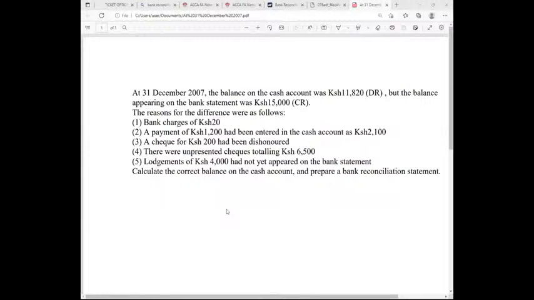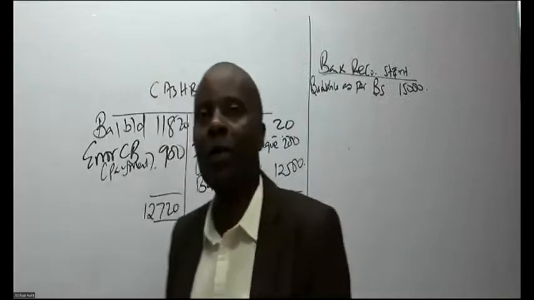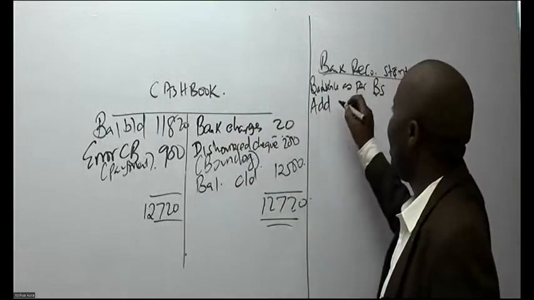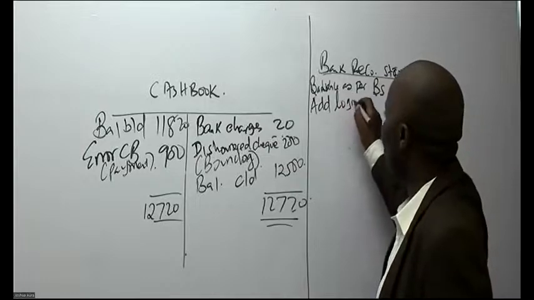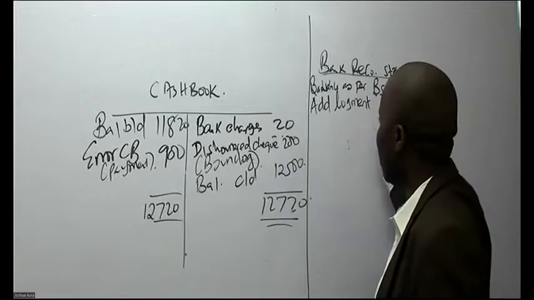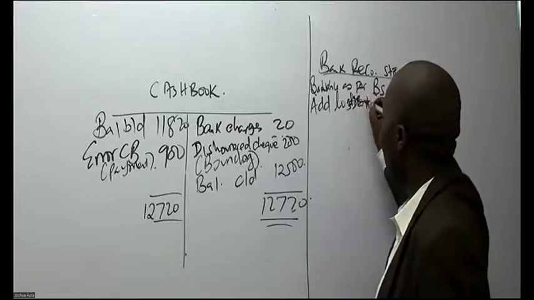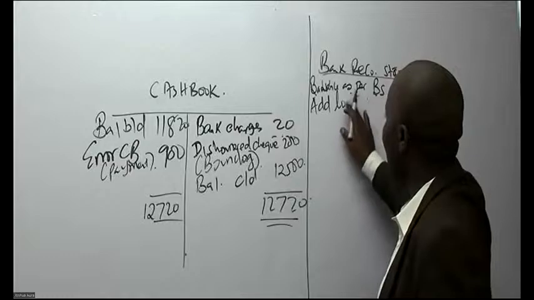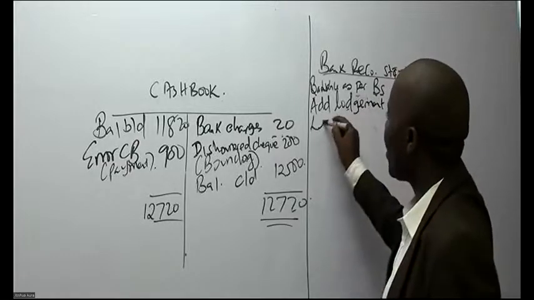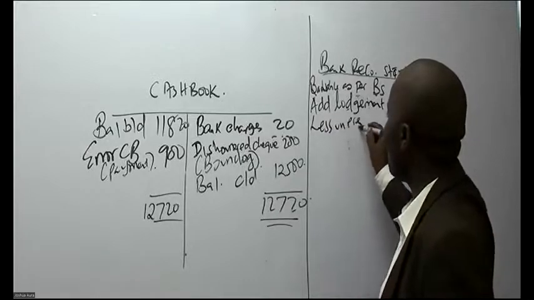15,000. Now, ladies and gentlemen, after that, the next thing I'm supposed to be doing, I know straight away, once I have this figure, what I'm supposed to be thinking about. I'll come here and add any unrecorded lodgements. Any unrecorded lodgement will be added here, and then we less any unpresented checks.